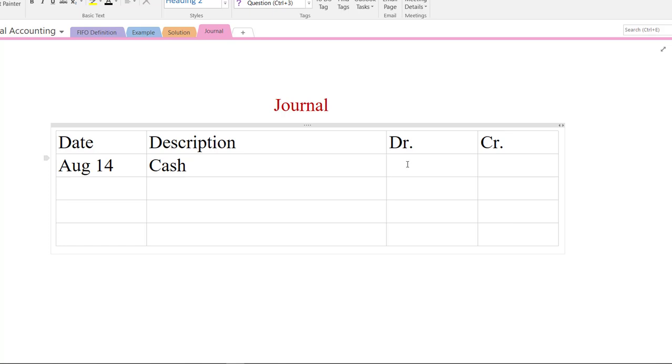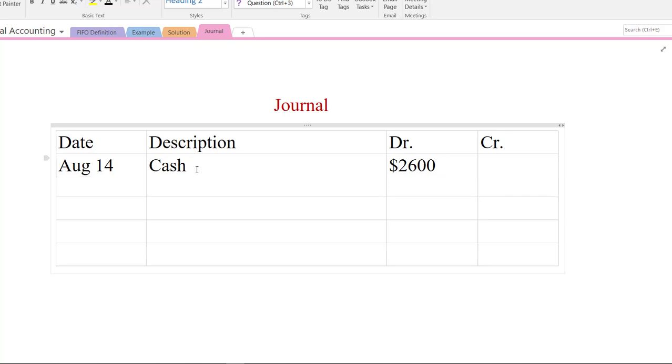So students, what is cash? Every one of you knows that cash is a current asset. An increase in asset is debit. So how much cash has increased in the business? With the cost of 2600 USD, cash has increased in the business.